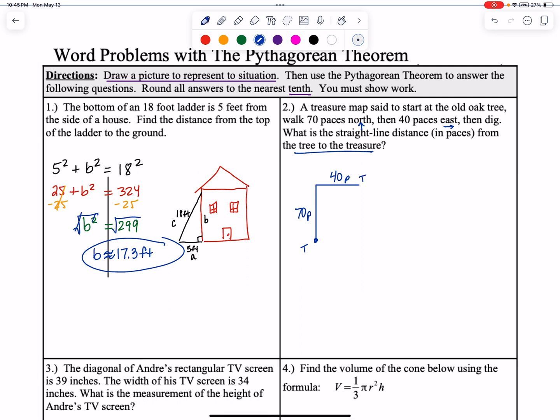So tree to treasure, right? Okay. And basically they're just asking us, what's the straight line distance to the treasure? So if I just want to go from tree to treasure, let me lock this in. They're just asking, what's that distance? Well, here's my right angle. Here is my C. So we have our A, we have our B, and C. So go ahead and solve that one out. A squared plus B squared equals C squared, and figure out what the approximate distance is. So make sure at the end here you end up with C is approximately blank paces.